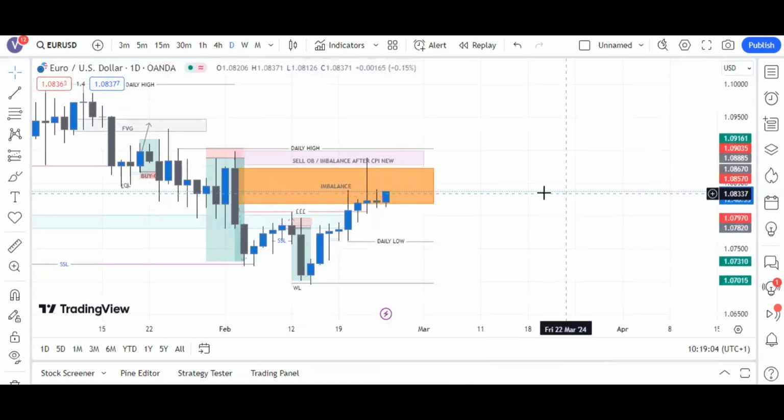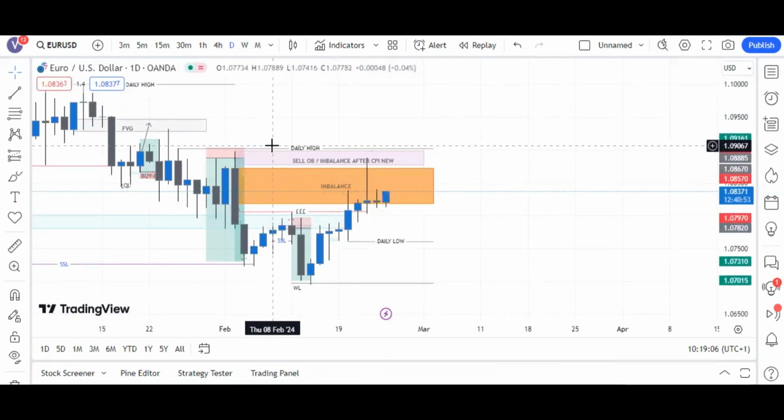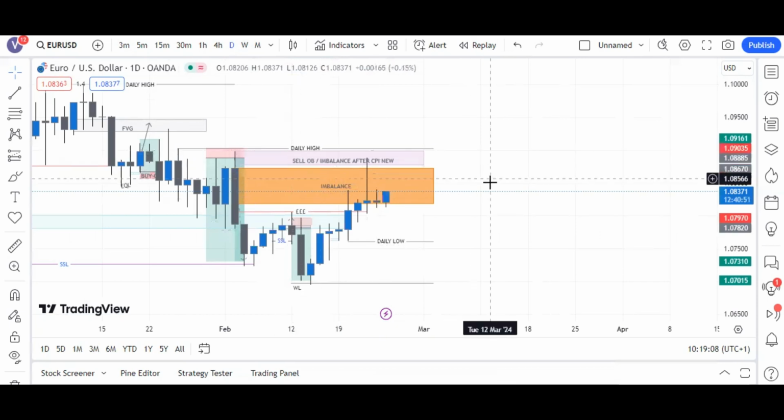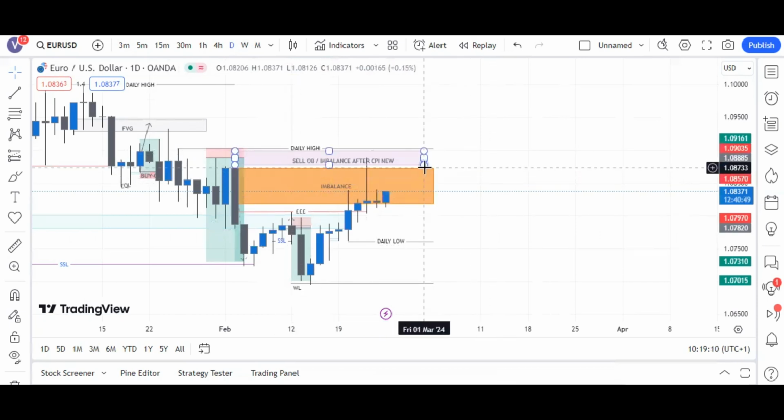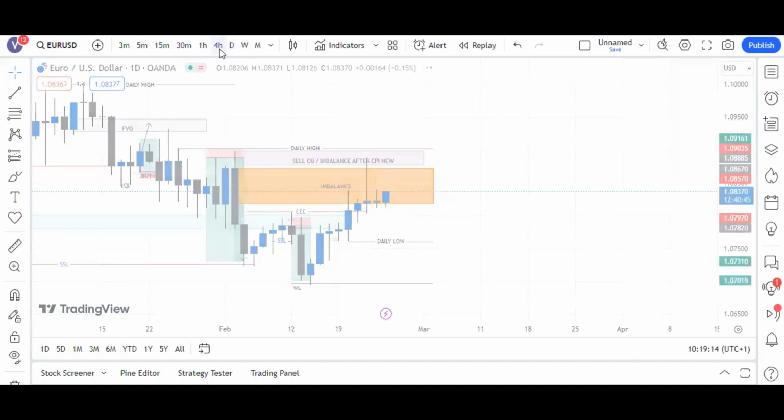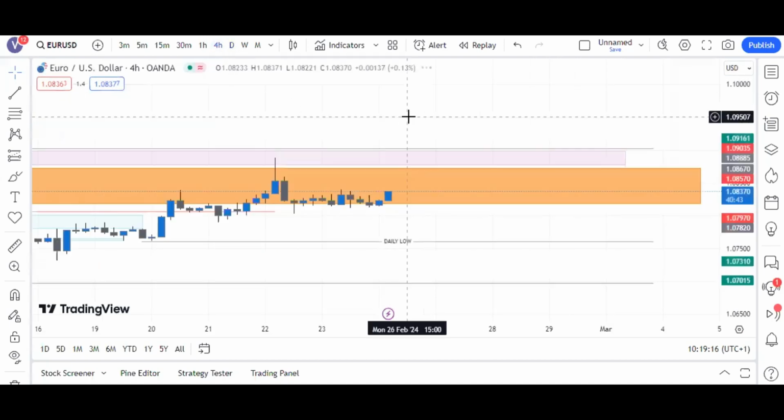So this is our daily low, daily high. Now we spotted out our daily low and our daily high. Which are we expecting to see market take out first? So let's go down to the 4 hours.